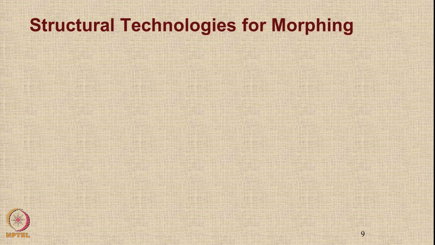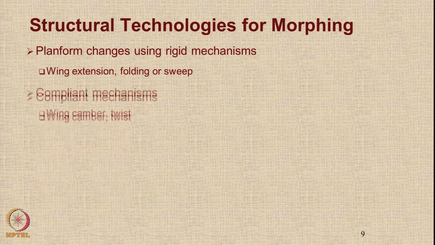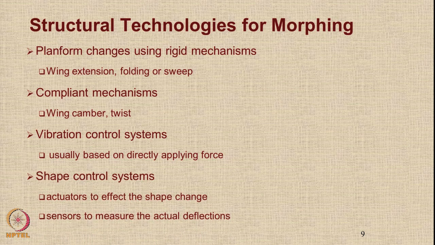Morphing is possible using some structural technologies. One is you can change the platform using rigid mechanisms. Okay. For this you can have extension of wing, you can fold the wing, or you can sweep the wing. Or you may have compliant mechanisms, which provide camber and twist, okay, by having loads acting on them. You could also have vibration control systems, which are usually based on directly applying some force. And you can also have shape control systems where there are actuators which affect the shape change and there are some sensors on board to measure the actual deflections.